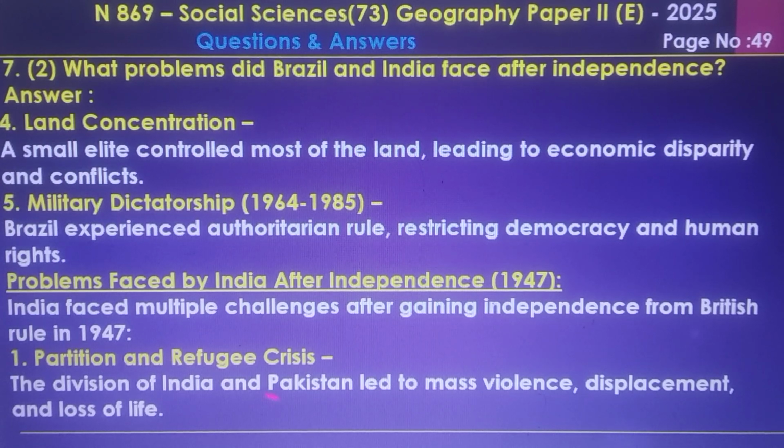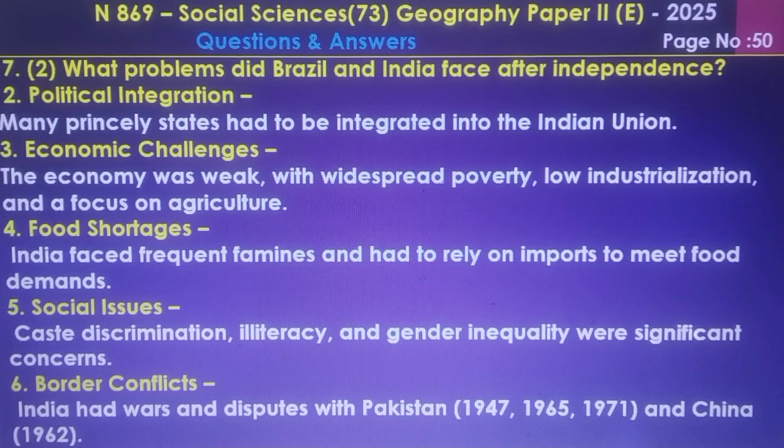And the problems faced by India after independence in 1947. India faced multiple challenges after gaining independence from British rule in 1947. The first point: partition and refugee crisis. The division of India and Pakistan led to mass violence, displacement and loss of life. Point number 2, political integration. Many princely states had to be integrated into the Indian Union.